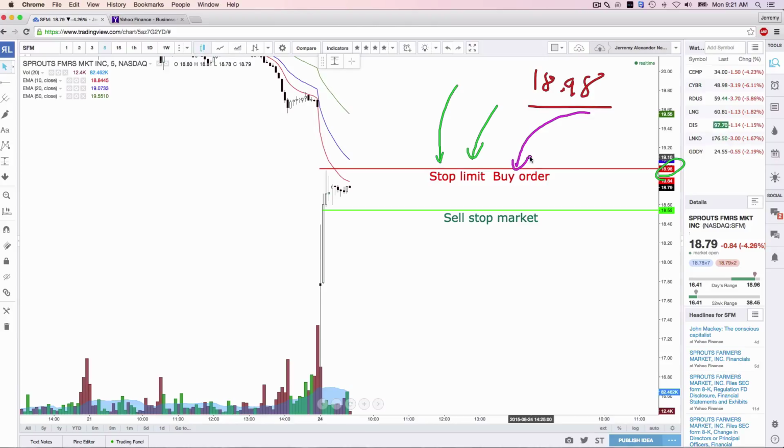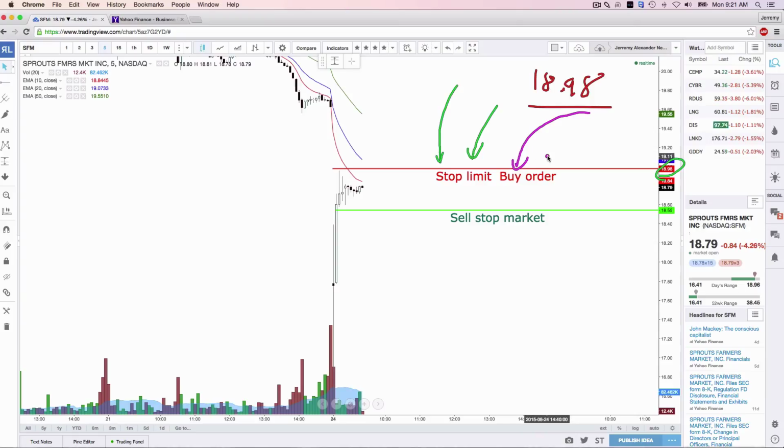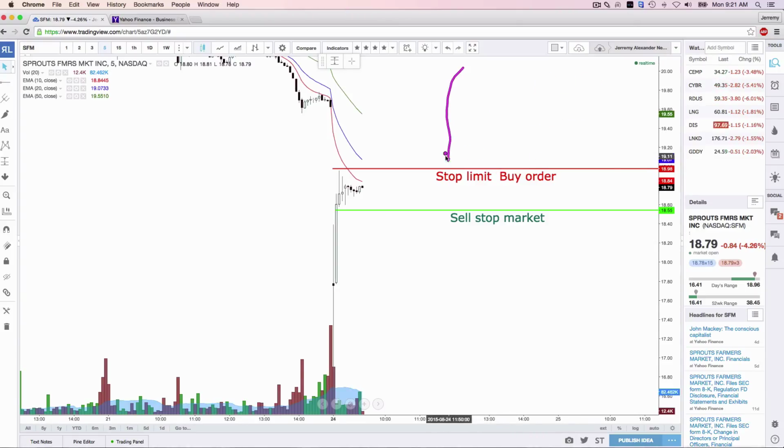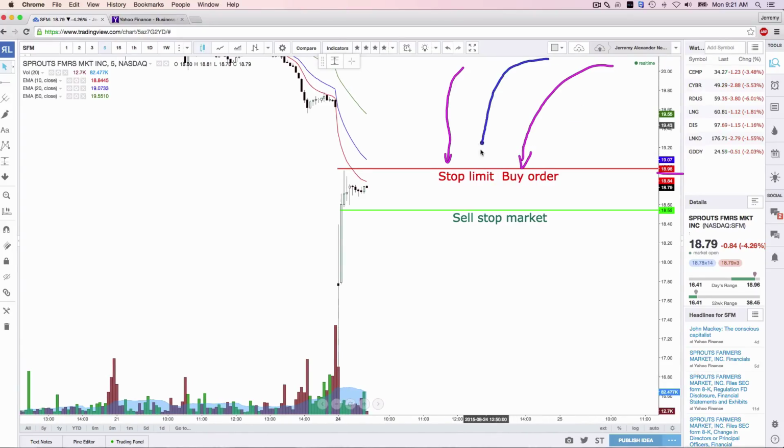How do you want it to be bought? Do you want to be bought at market or do you want it to be bought at limit? That's what you have to tell the market. That's what you have to tell the New York Stock Exchange. What do you want? You have your trigger at $18.98. What do you want to do? I want to buy. How do you want to buy?